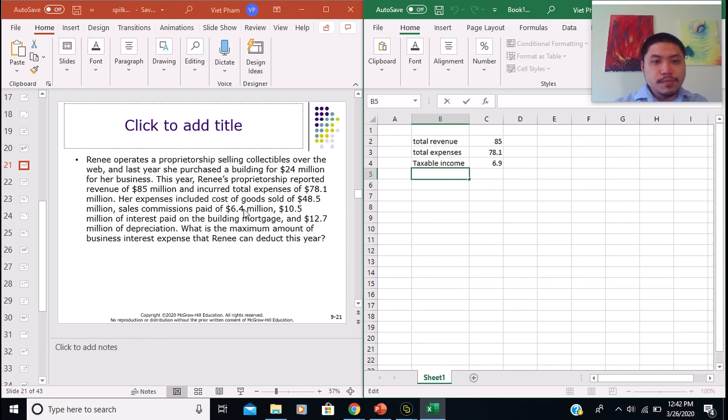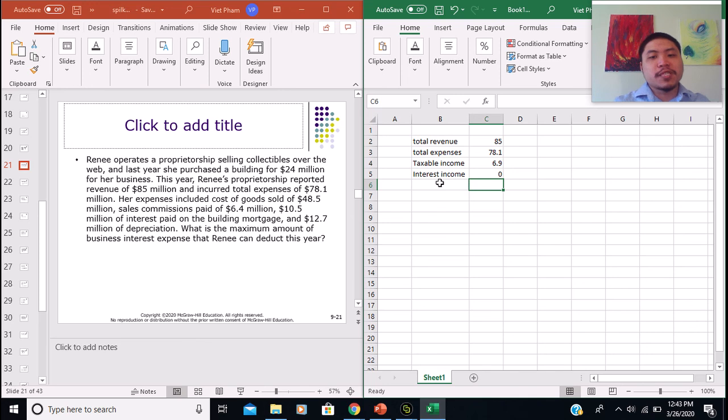I'll expand the cost of goods sold, sales commission paid, 10.5 million of interest paid, so that's going to be interest expense, and then 12.7 million of depreciation, and that's it. They don't mention anything about interest income, so we can just assume interest income is zero. So interest income is $0. So after we take out the interest income, let's see.